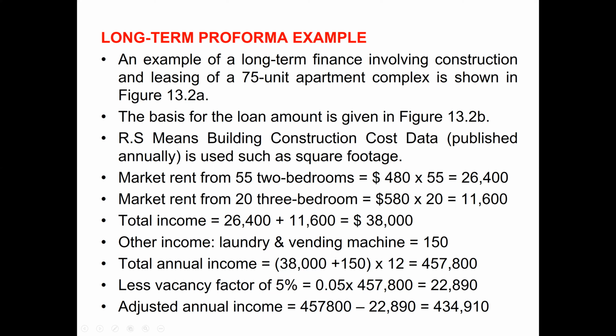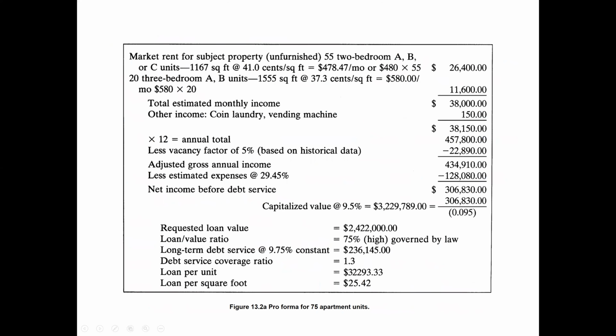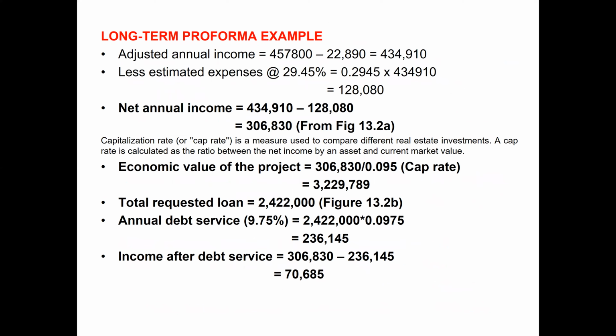This is 5% of this amount. It will be 22,890. And then we make less this one, so the adjusted annual income is 457,800 minus 22,890, which is equal to 438,910.